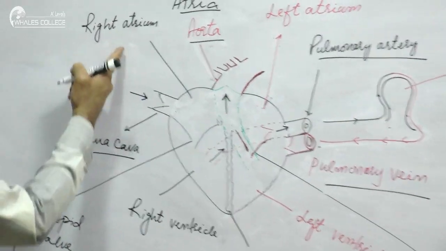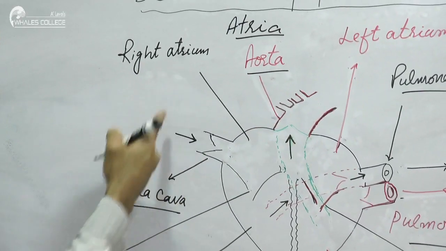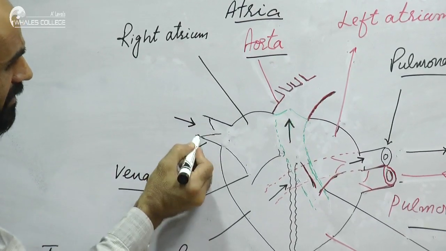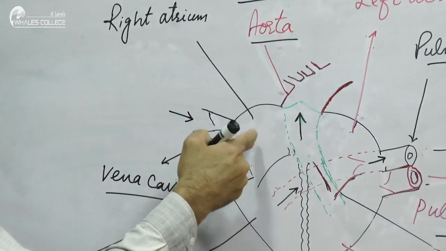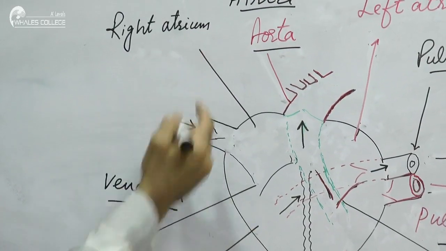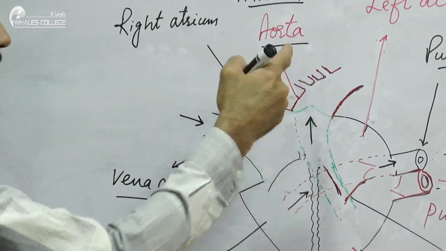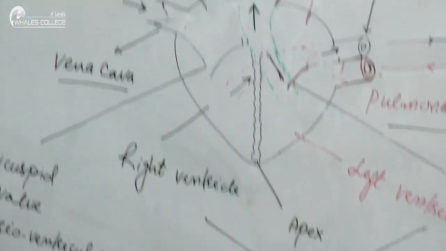The next one is the right atrium. You can see this is the aorta. Now the vena cava is connected with this chamber, and this chamber is the right atrium. So vena cava is connected with the right atrium.